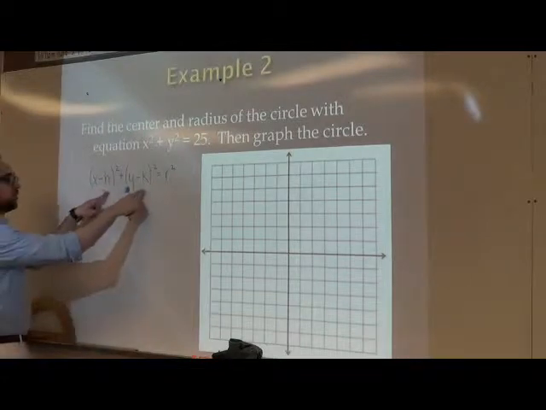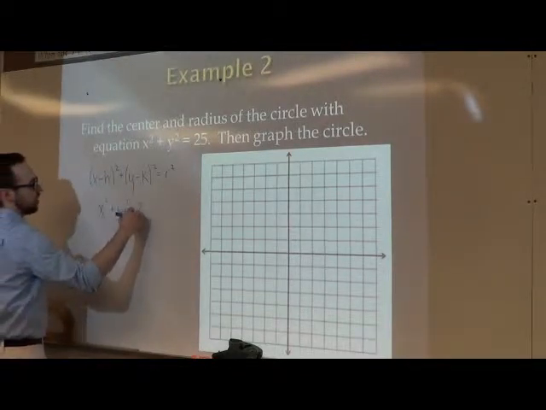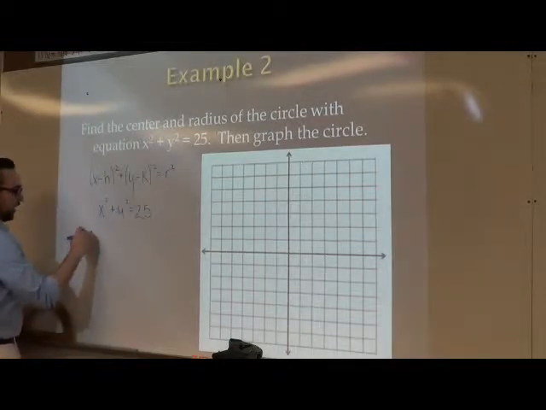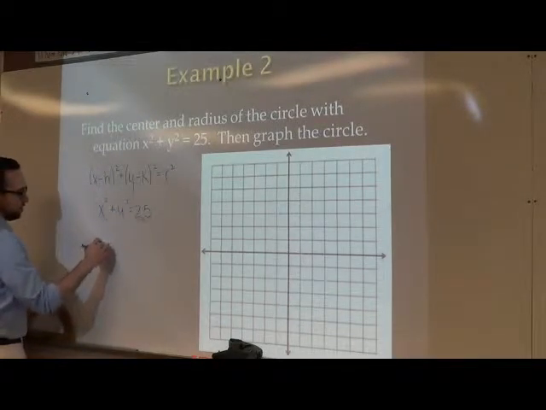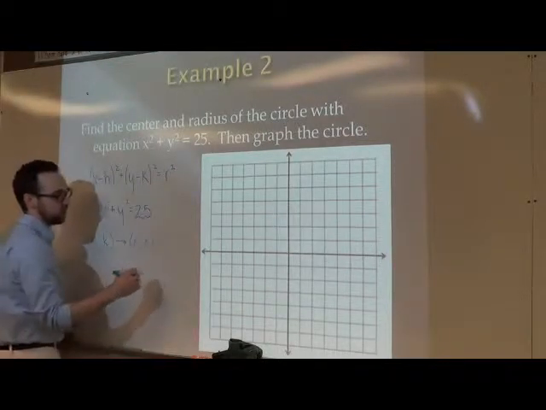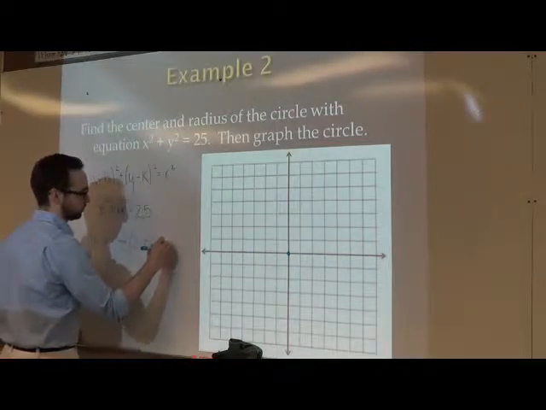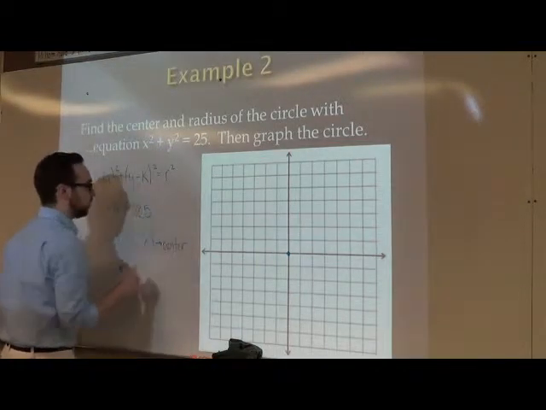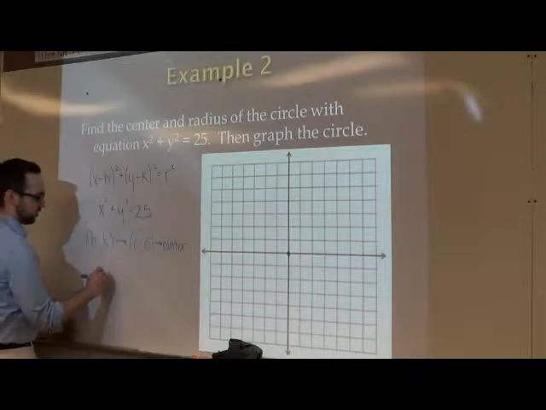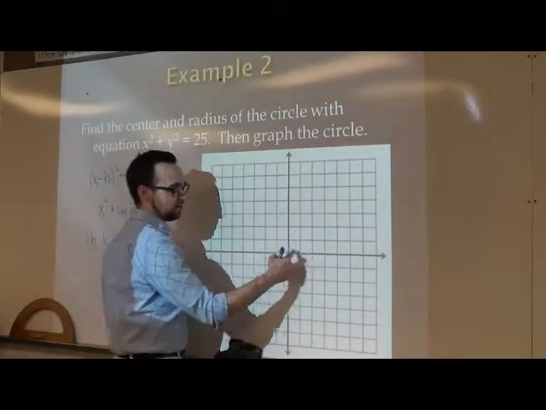So those are both 0, because my equation is just x squared plus y squared is equal to 25. So h, k is 0, 0. The circle is centered at 0, 0. That's our center. And the radius is the square root of this, so r is 5. So I'm going to come out every direction 5.